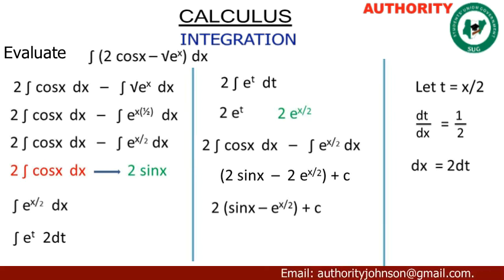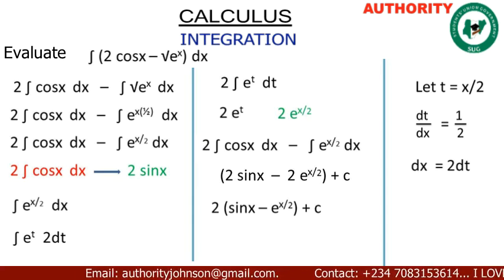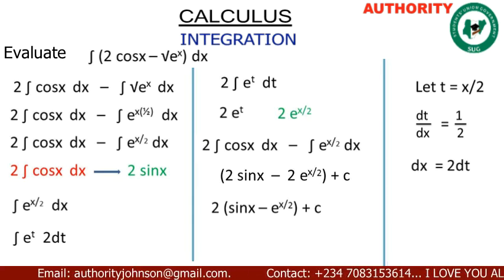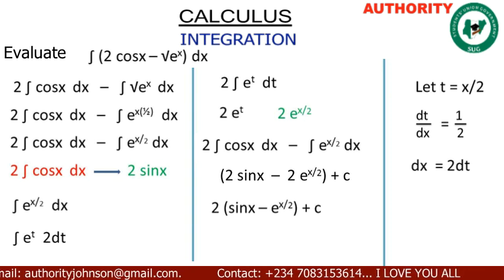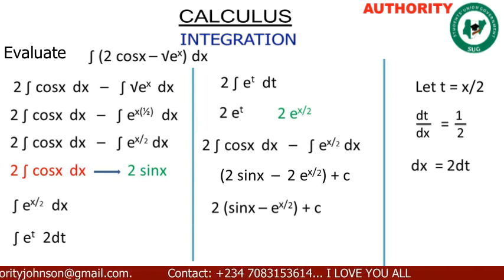Alright, that means the integral of 2 cos x minus square root of e raised to power x in bracket dx will give you 2 over bracket sine x minus e raised to power x all over 2 plus c.